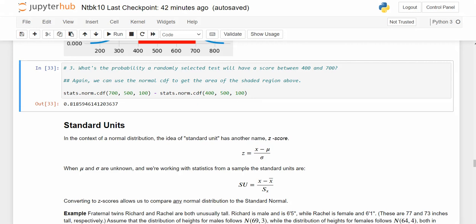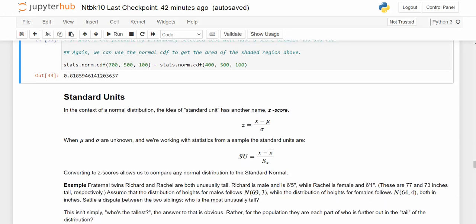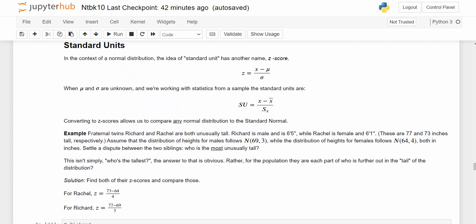All right. So why do we care? Well, for example, suppose we have fraternal twins, and one's a biological male, one's biological female, and the male is 6'5" and the female is 6'1". So assuming that the distribution of heights for biological males is a normal distribution with an average of 69 inches and a standard deviation of 3, and the distribution of heights for females is a normal distribution with an average of 64 inches and a standard deviation of 4.